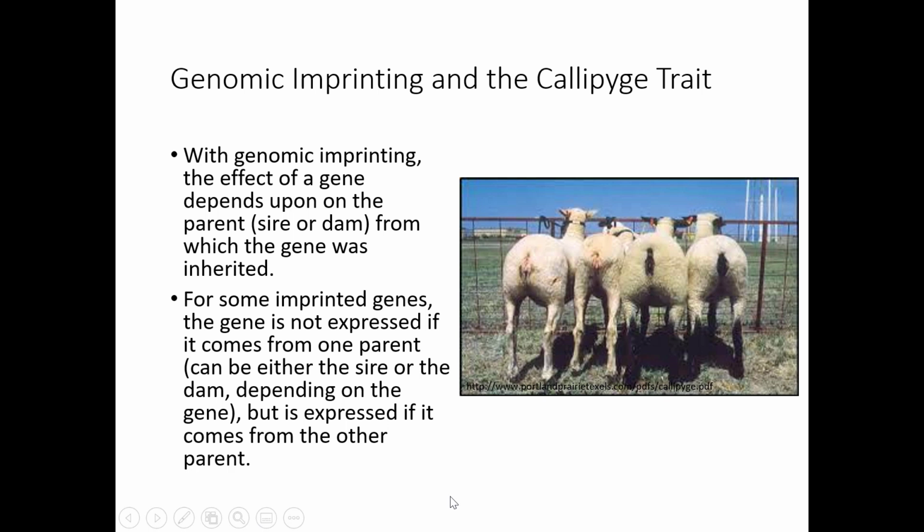The Callipyge trait is caused by genomic imprinting. With genomic imprinting, the effect of a gene depends on which parent the gene was inherited from. For some imprinted genes, the gene is not expressed if it comes from one parent, but it is expressed if it comes from the other parent. For example, it's only expressed if it comes from the sire, but not expressed if it comes from the dam.